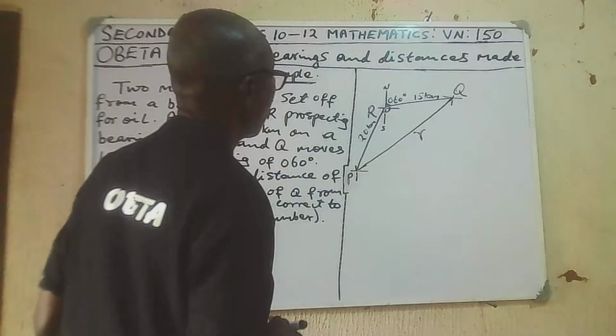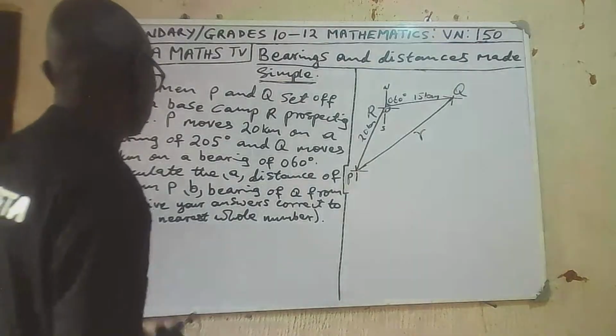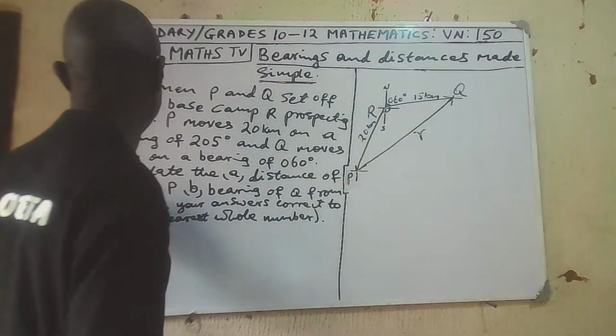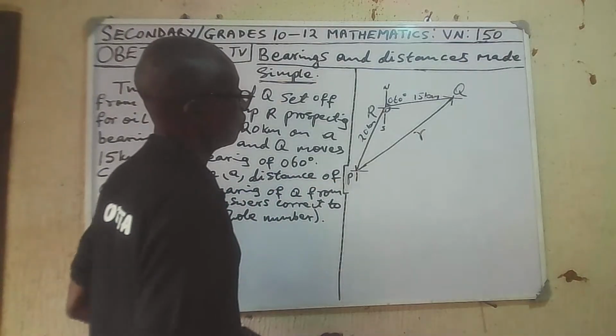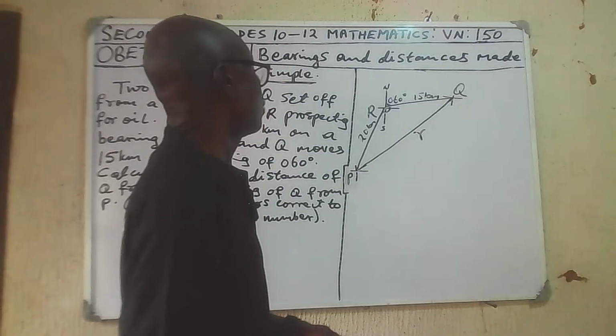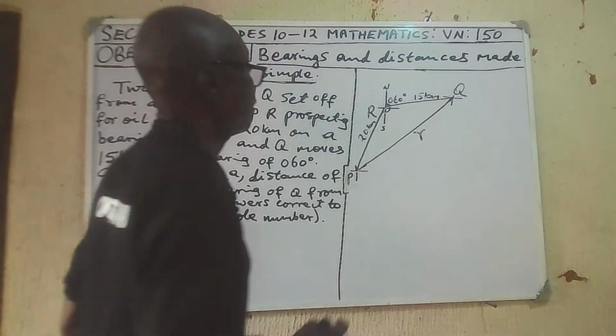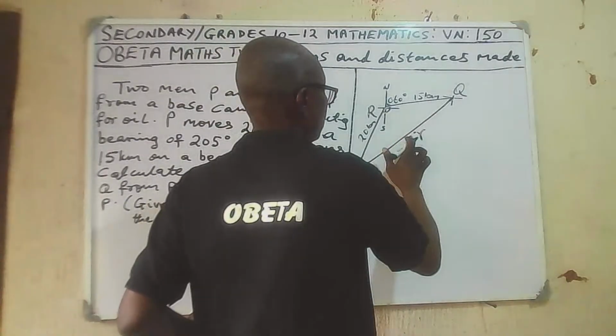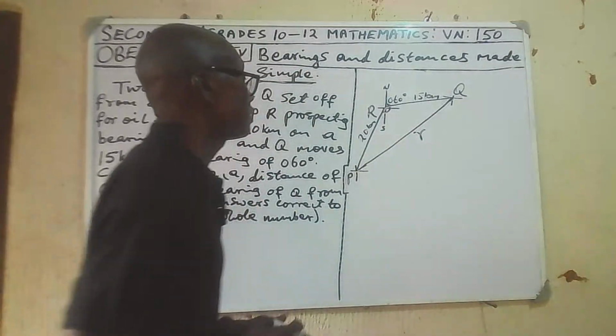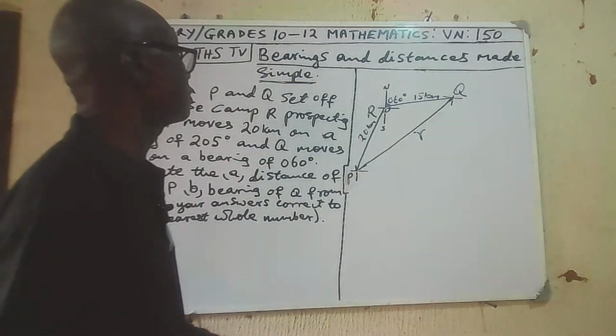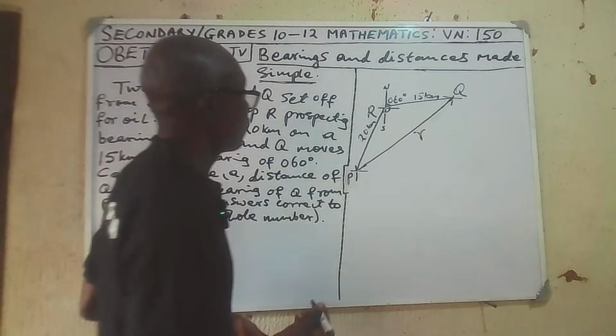Now, moving on, we have to find the distance of Q from P. So here, that means we have to use the cosine rule. That is, we have two sides and one angle. How can we find our angle R?